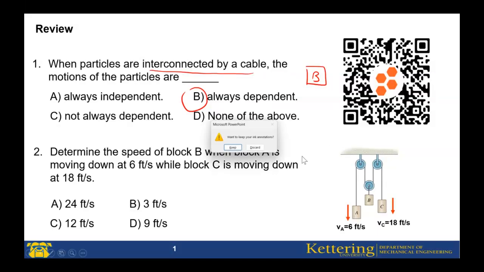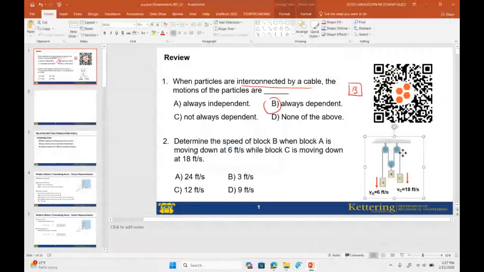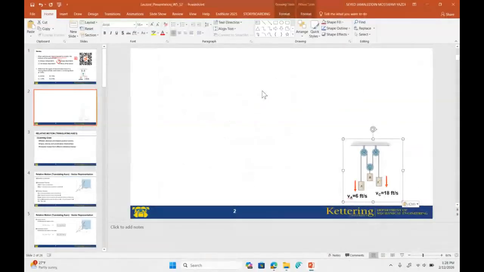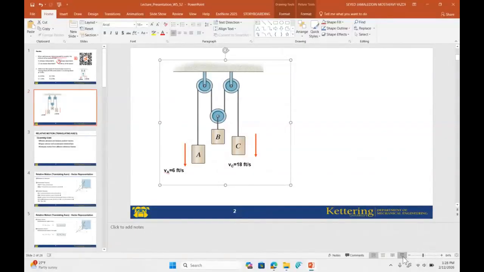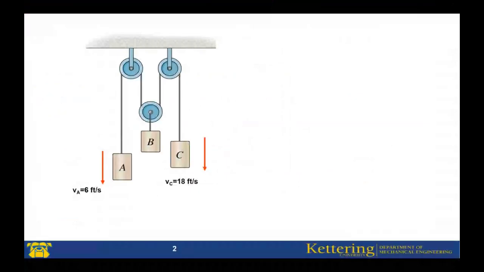Now, let me bring this one here. For example, this simple system of pulleys and blocks is given to you. You want to relate their velocity and their position. First, you need to select the datum line. For most of this type of system, just put the datum line at the top point, passing through the top pulleys, for example.